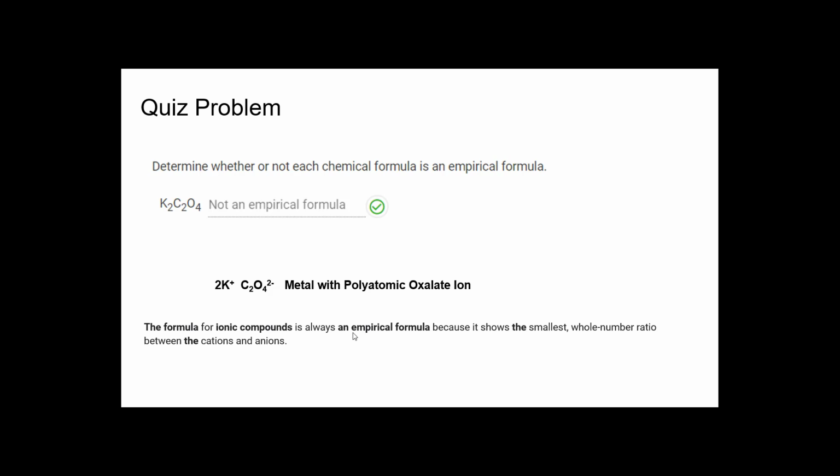Because ionic bonded compounds cannot be empirical formulas, as far as I've always understood. So they marked it incorrect when I put that it wasn't an empirical formula. So I changed it to not an empirical formula, and they marked it correct. The problem is potassium's a metal, and oxalate is a polyatomic ion. If you reduce this down, it's not going to be correct, and it's no longer an oxalate ion. So I disagree with this.